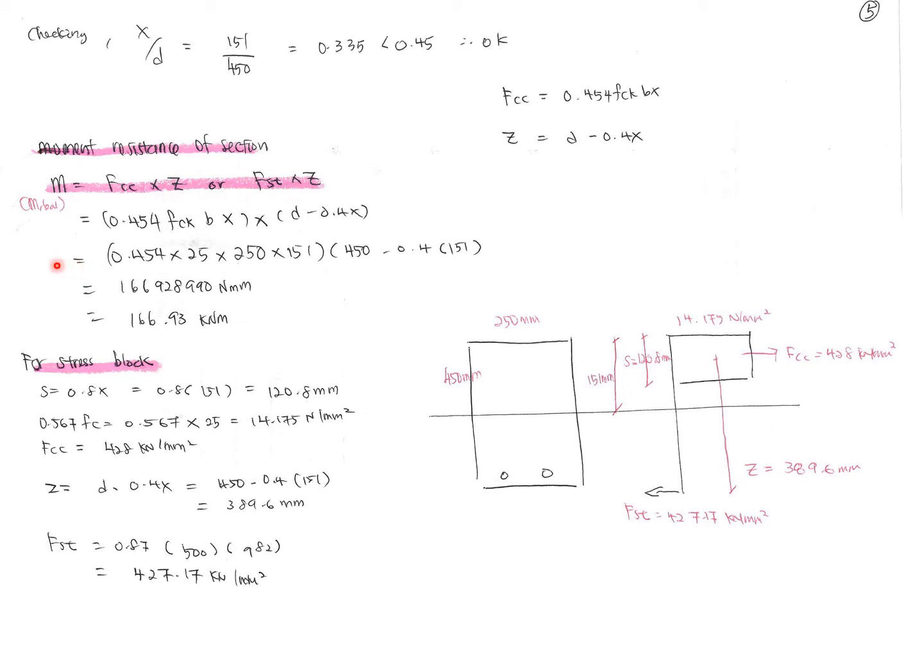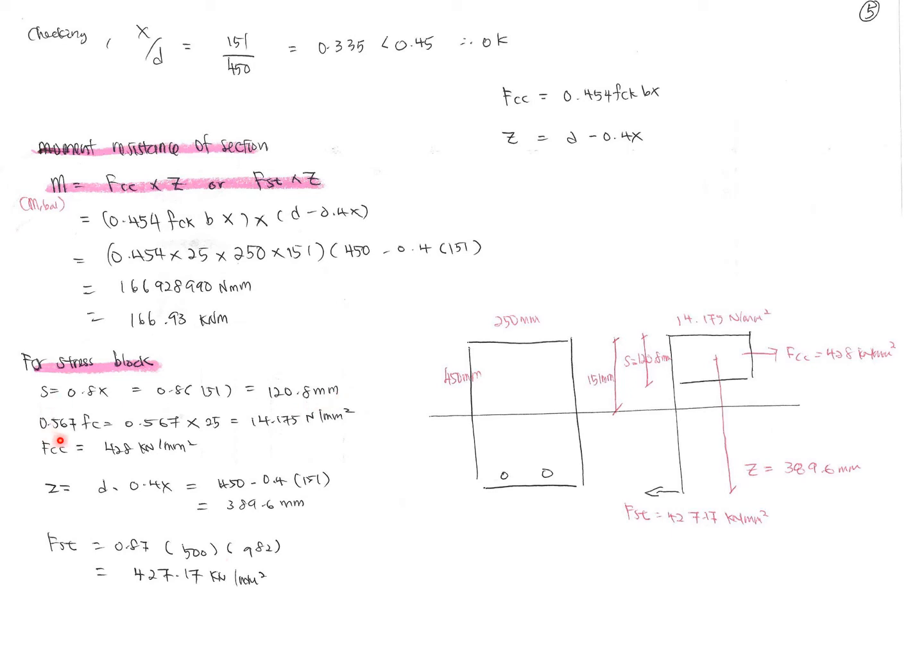So now we use Fcc times Z, and you will get 0.454 fck b x times d minus 0.4x. You substitute the values inside it, and you will get 166.93 kilonewton meter. For the stress block, you need to substitute all the values, so you calculate x equal to 0.8x, and you get 120.8 millimeters.